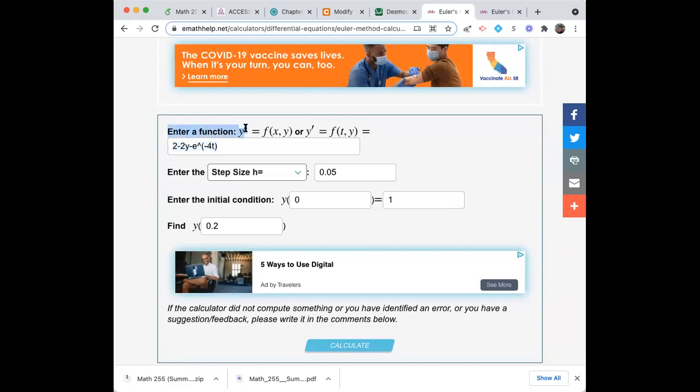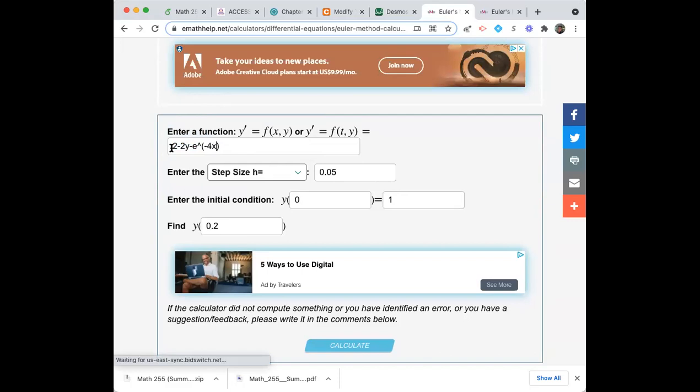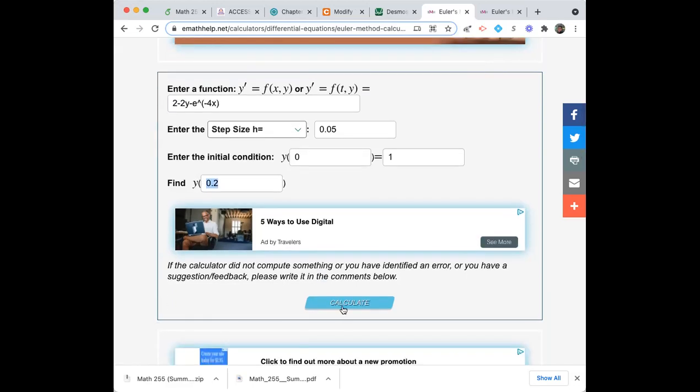Okay. The first one says enter a function, and it says y prime equals. So we do have to solve for y prime. Okay. So I went ahead and I typed in my y prime, and let's make that an x. All right. So this is the same equation that I solved for before I started plugging numbers in. It says enter the step size, and I put 0.05. It says enter the initial condition, so I typed in 0 and 1. And what am I finding? I want to approximate y of 0.2. All right, so you type that all in, you hit calculate.